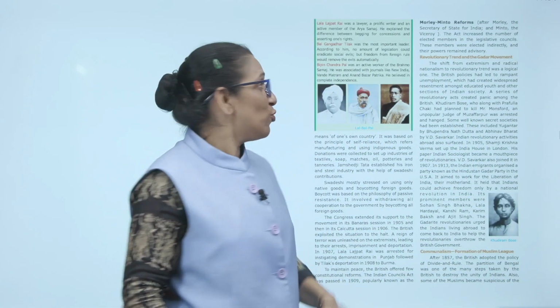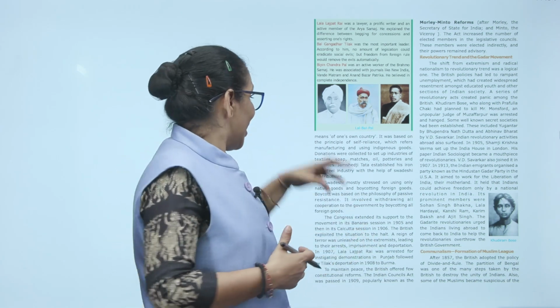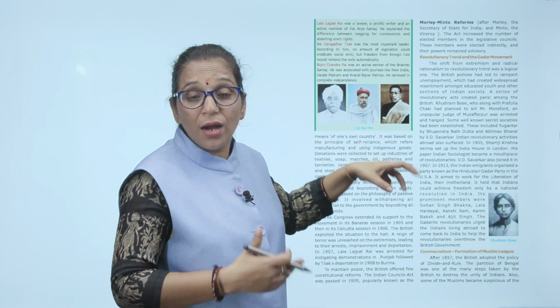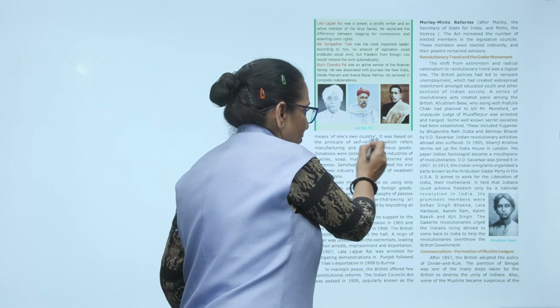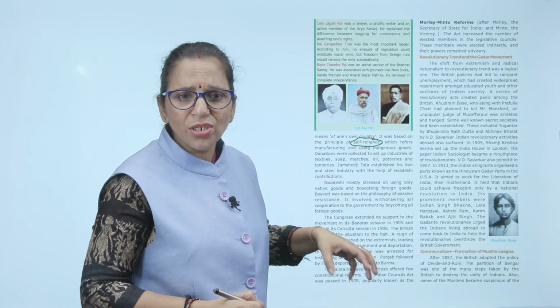Now the Swadeshi movement, beta, in that the people were requested to own one's own country. Use those products which are made in your own country. It was based on the principle of self-reliance, which referred to manufacturing and using indigenous goods. Donations were collected to set up the industries of India, industries of textiles, soap, matches, oil, potteries. Okay, we will open our own industry and we will use our own goods.